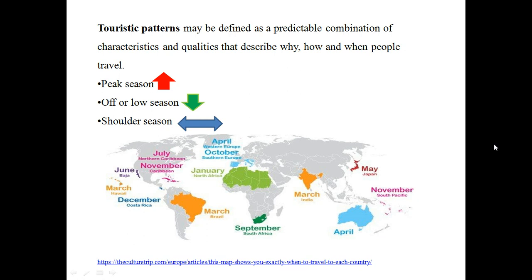Now, based on all these four types of geographies, we can decide how, why, or where people are going to travel. This particular combination is called touristic patterns. Touristic patterns can vary into three. So we have the peak season, where you have more people traveling to a destination. You have the low or off season, where you have fewer people or no people traveling to a destination, and the shoulder season, where there is neither a large number nor a small number of travelers.